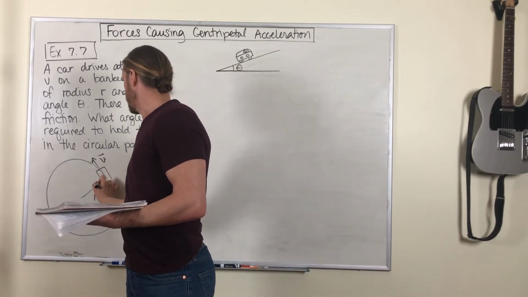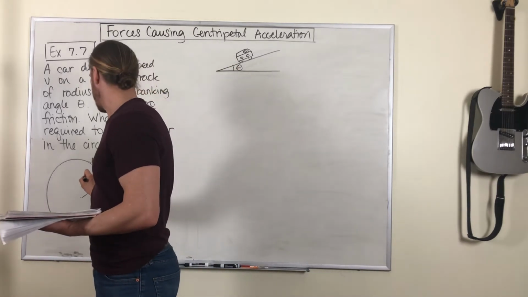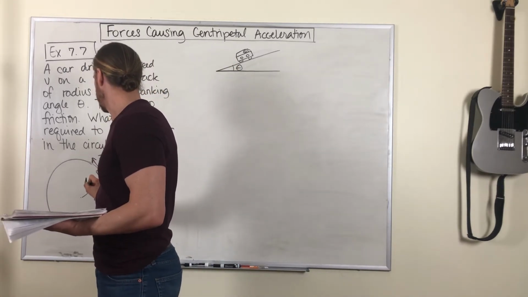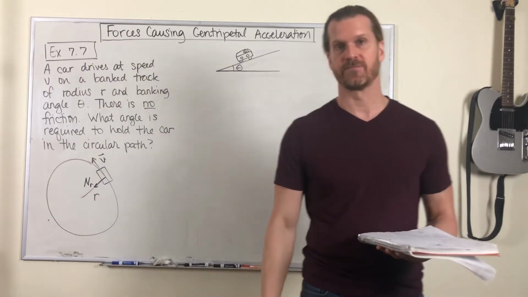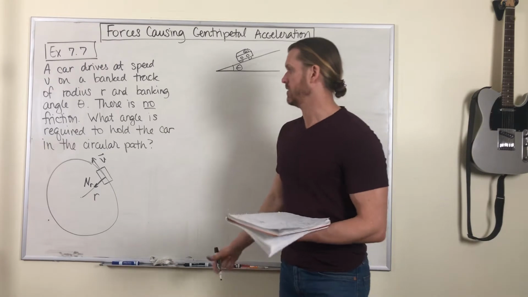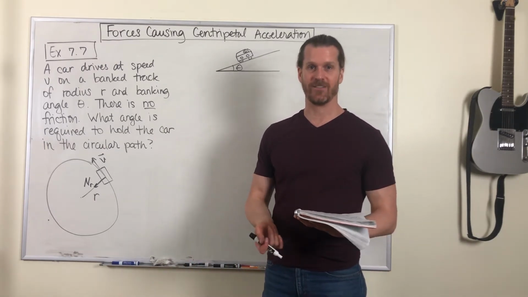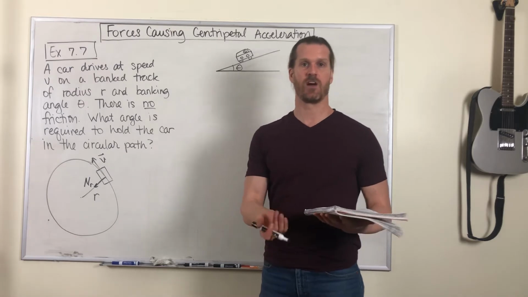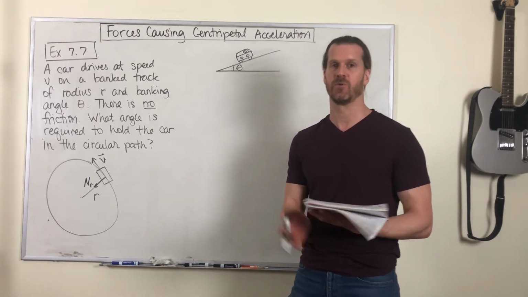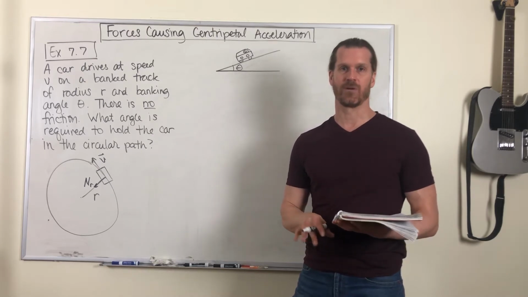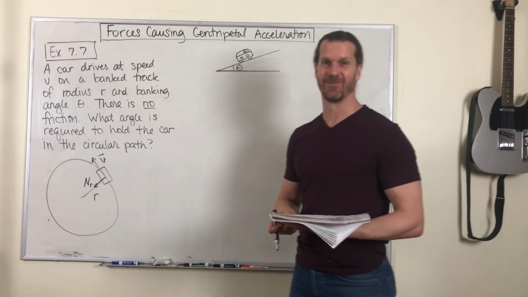So the centripetal force this time will be provided by a component of the normal force that points in the radial direction. Of course, in real life, usually there's friction as well, and so in a more complicated version of this problem, you would consider both friction and the banking, but we'll just do the banking part, and you can add friction in some other time.